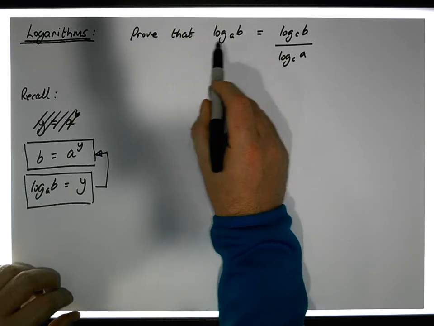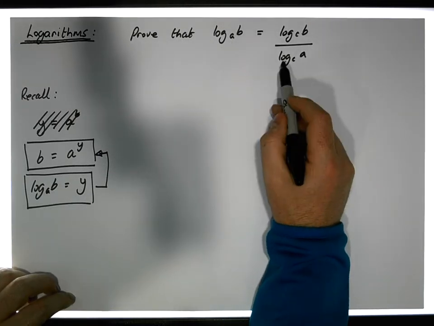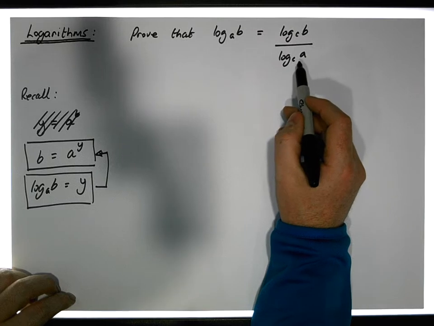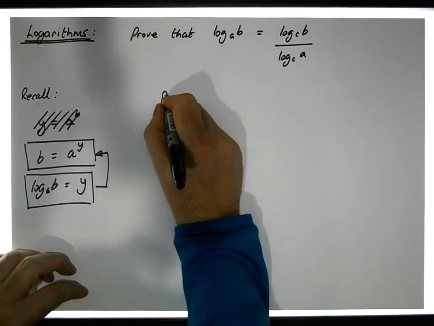What we'd like to prove is that log of b to the base a is equal to log of b to the base c divided by log of a to the base c. In other words, the change of base formula. So let's look at the proof.